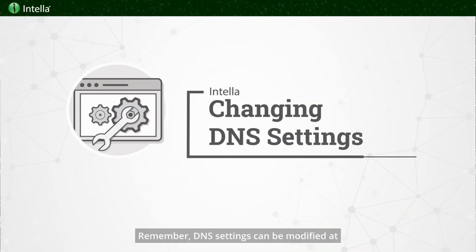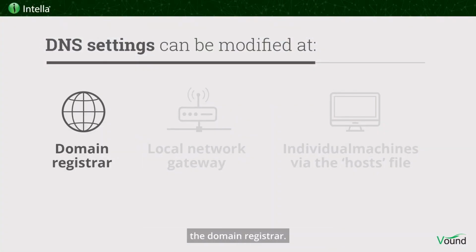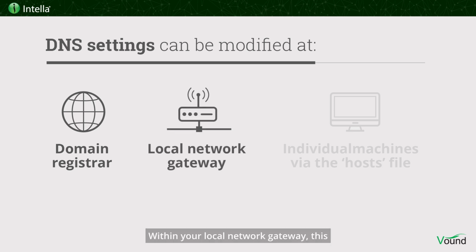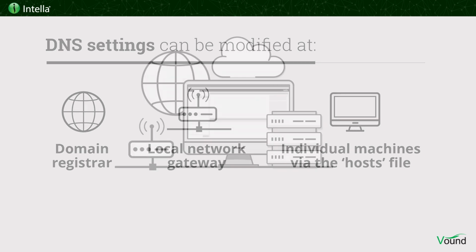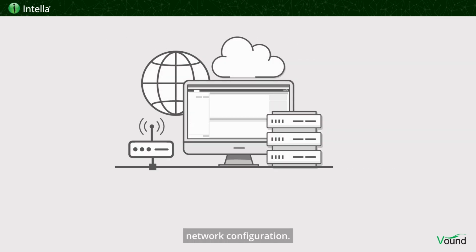Remember, DNS settings can be modified at the domain registrar. This is the organization that manages your domain name. Within your local network gateway, this is, for example, your modem or gateway. Or on individual machines via the hosts file. This is a file that configures only your computer to go to a specific IP address when you enter a domain name. Choose the method that best suits your network configuration.